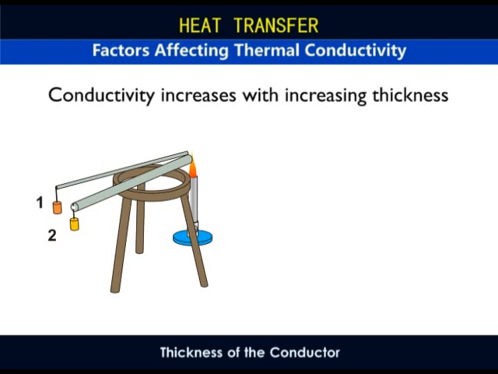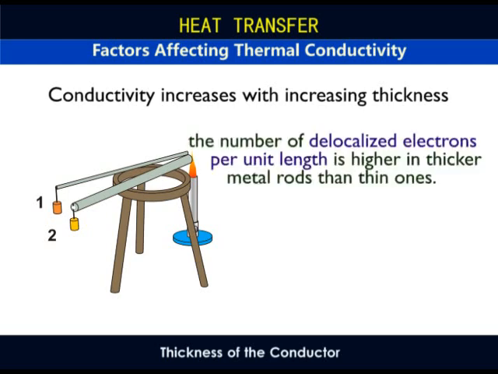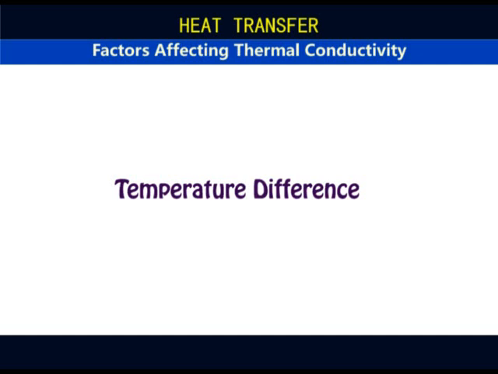thickness. And this is because the number of free delocalized electrons per unit length of the thicker metal is more than that of the thin rod. Finally, temperature differences.